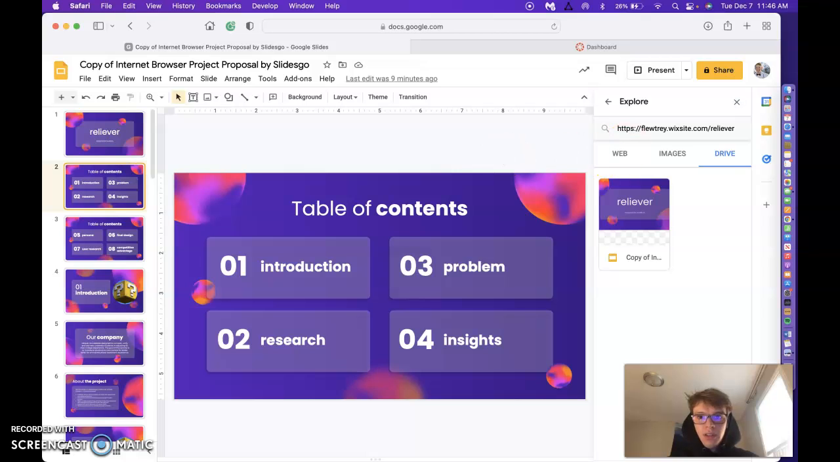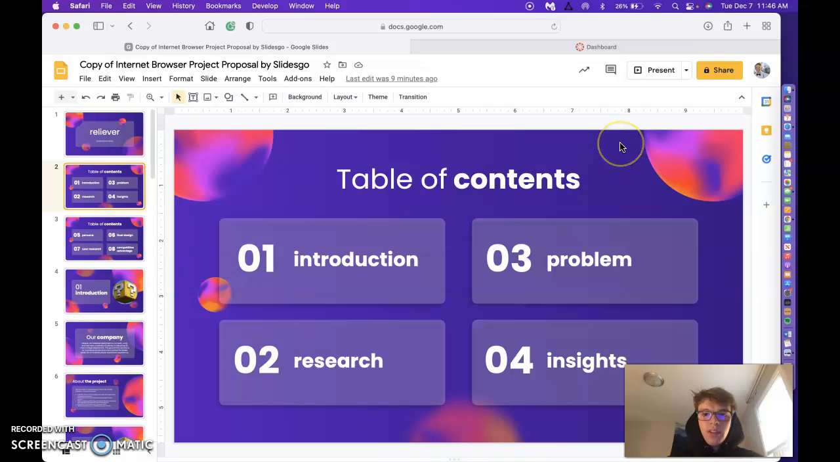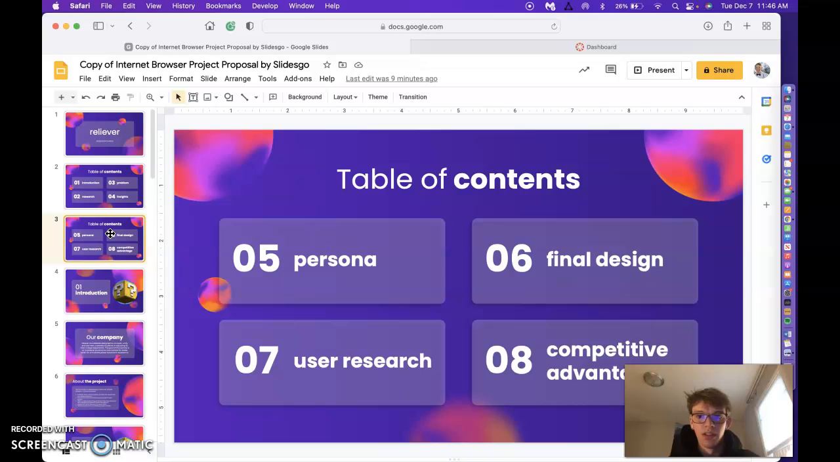First of all, this is the table of contents. We're going to start with the introduction, then go to research, the problem, insights, then the persona, final design, user research, our competitive advantage, and then finally the conclusion.